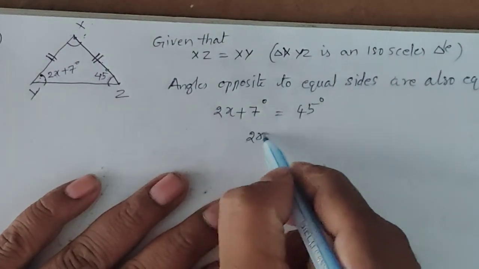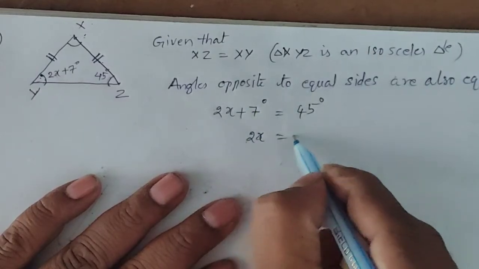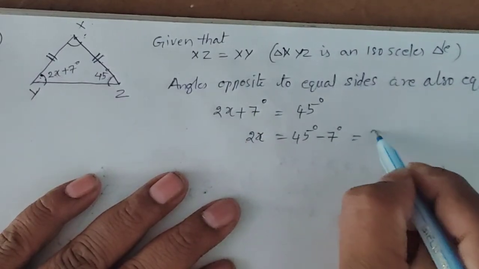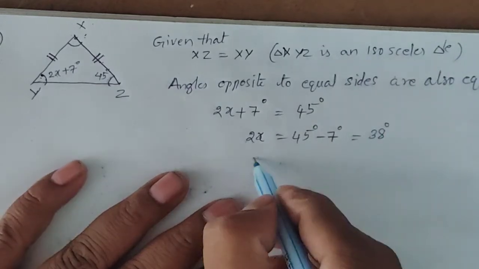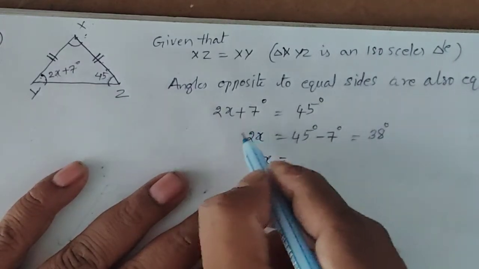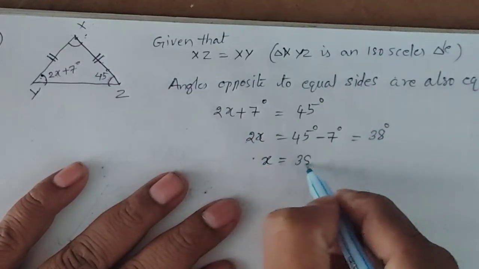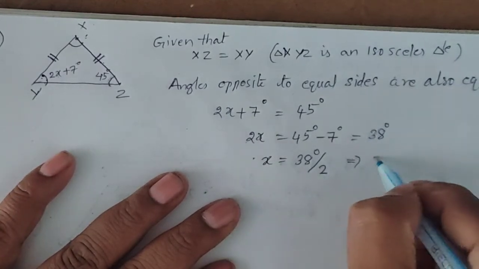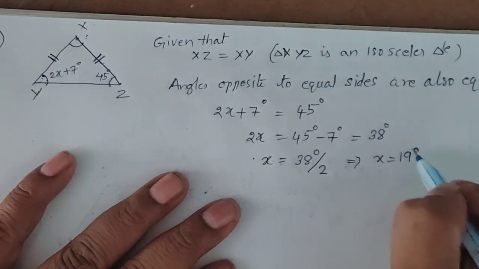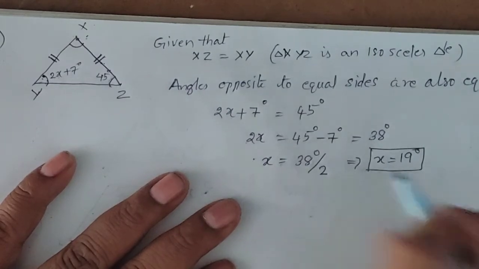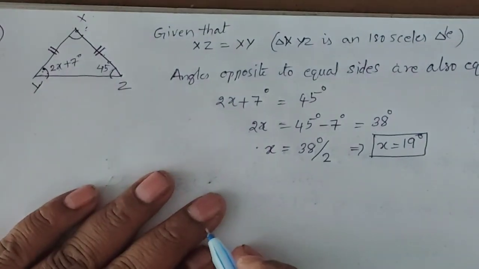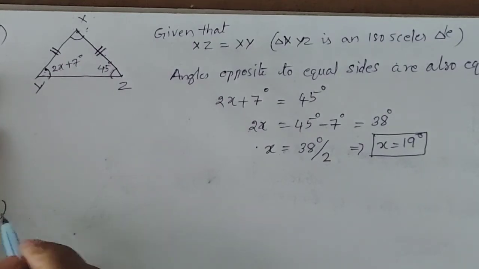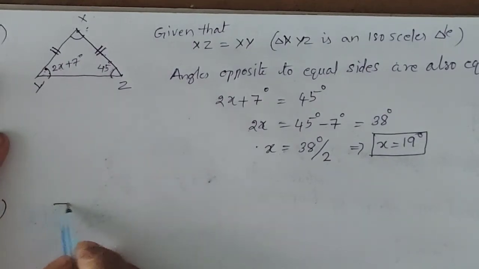So if you transpose this 7 to the right hand side, it becomes 45 minus 7, which equals 38 degrees. Now if you take this 2 to the right hand side, it divides 38 degrees. So 38 by 2 is equal to 19 degrees. That's the value of x. In this way we can find the value of x. Now let us go for the next problem, which is very important.